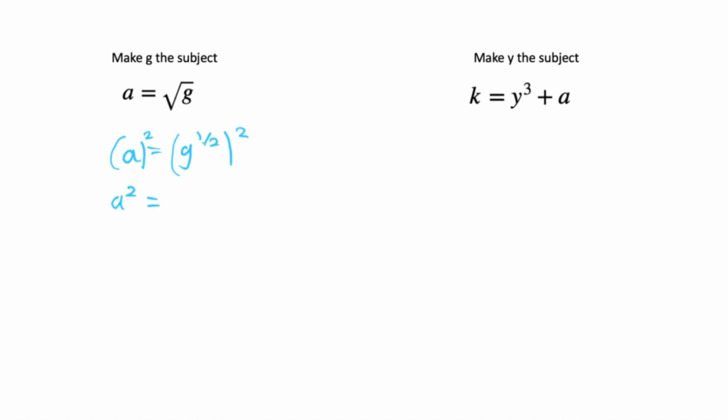Now look, half times 2 is 1. Half times 2 cancel out and it becomes 1. So you're left with g. So g is a squared. If you square any square root, the square root will cancel out. I just labeled it as half to make it easier to understand. But just know that the square root is the opposite of square. So if you square a square root, then it will just cancel each other out.